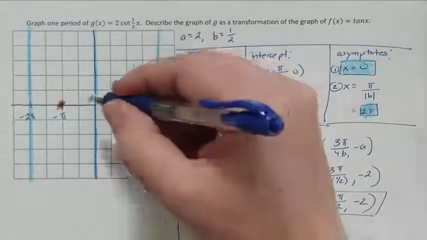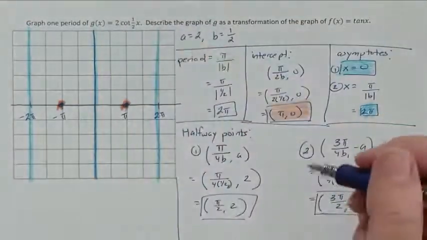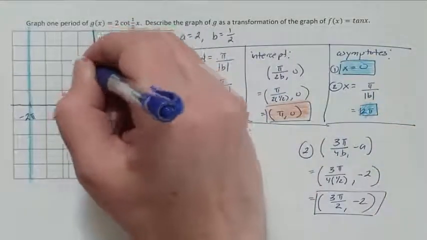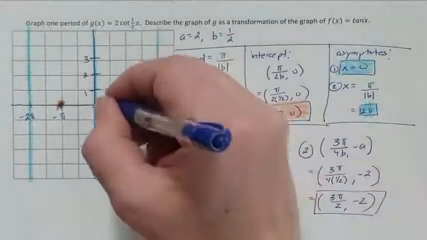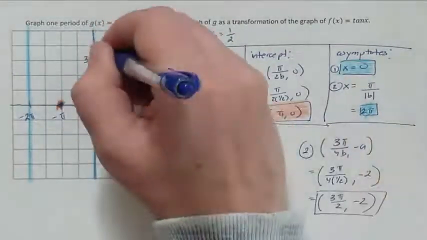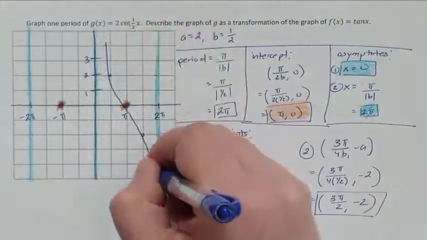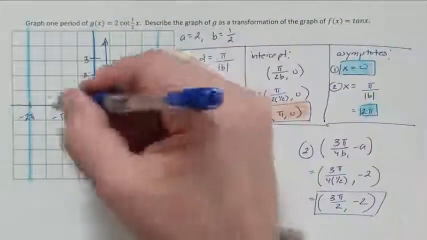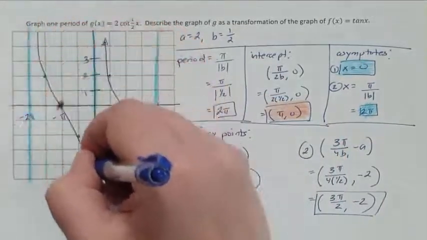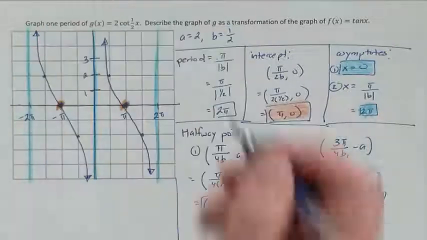So graphing these, I have pi halves, oh, I haven't scaled my y-axis yet. So let's go ahead and scale our y-axis. Okay, pi halves, 2; 3 pi halves, negative 2. So here is my first cotangent, making its partner look the same. Here is my second cotangent period.